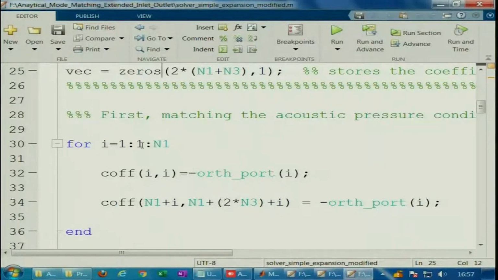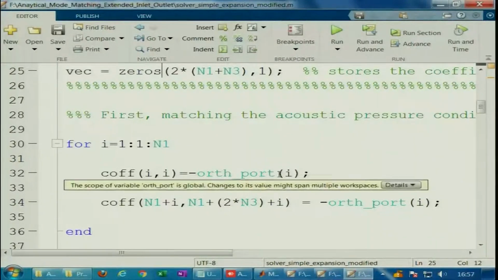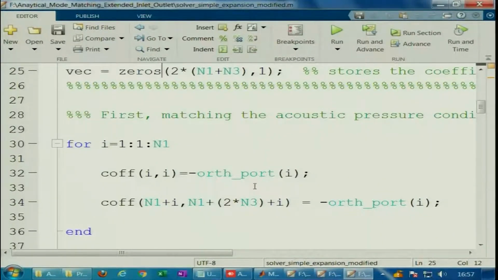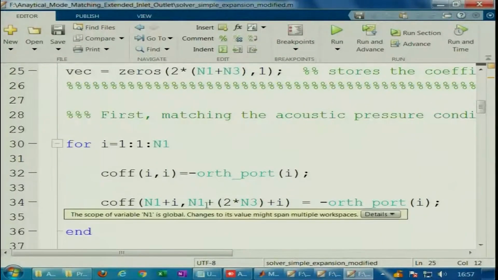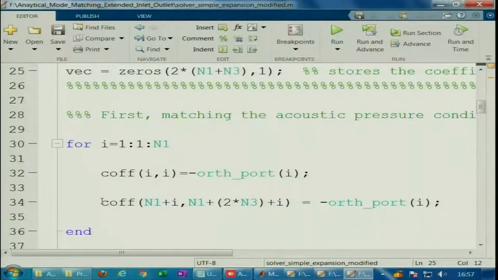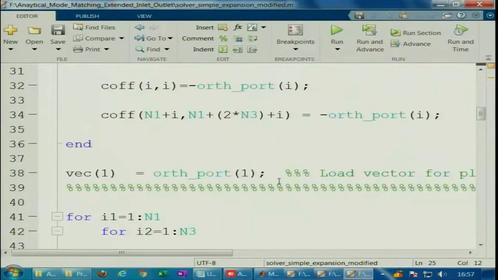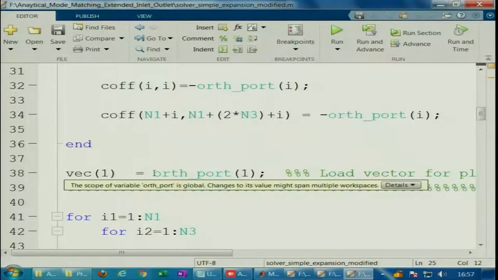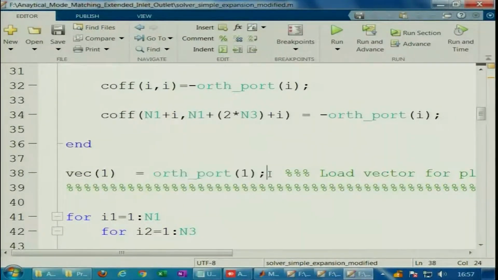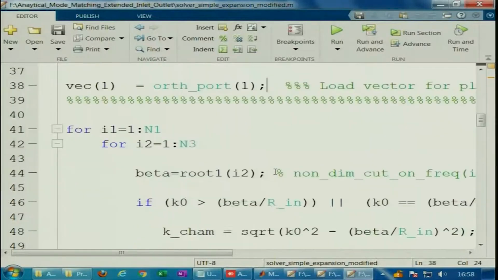For a limiting case when i is equal to 1, this will become the plane wave mode, and here only diagonal entries are evaluated. Similarly, this is the outlet, these terms pertaining to the outlet conditions, matching the pressure conditions at the outlet port. Similarly, there are a large number of such terms, and this is the contribution in the A plus term, that is the plane wave excitation vector.